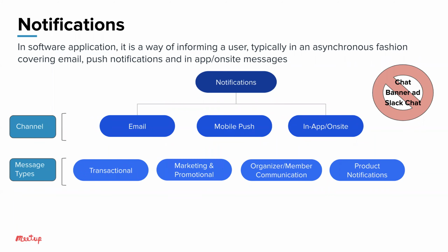And the last one is product notifications, which is quite limited today, but an example would be in-app new features. So the notifications pod covers a lot of terrain, but to be super clear, their domain does not cover chat banners and Slack chats.